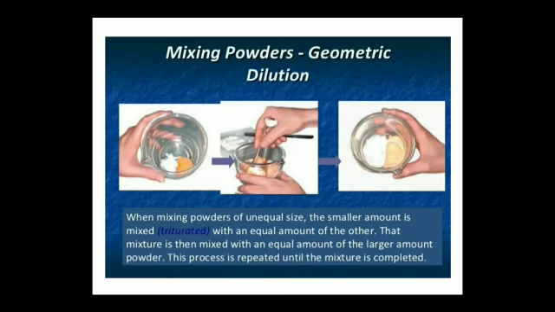This method is most commonly used for potent substances. When a small amount of potent substance is to be mixed with a large amount of diluent, the geometric dilution method is useful to obtain uniform distribution of the drug.